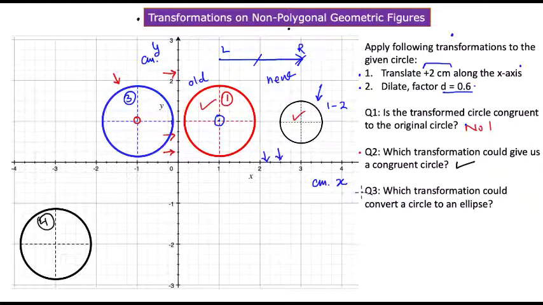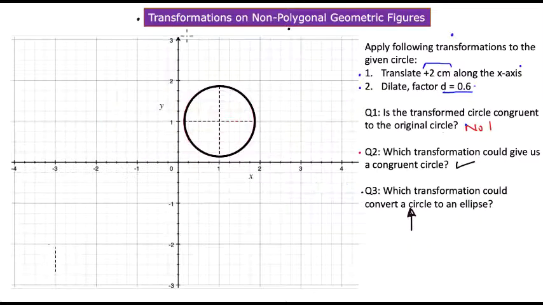So the third question, which transformation could convert a circle to an ellipse? Okay, let us do this. Let's first clean up all of this so that we could answer our third question in a neater way. So here is my circle back to its original condition without any transformation, okay? Now let's try to answer this question, which transformation could convert this circle to an ellipse.